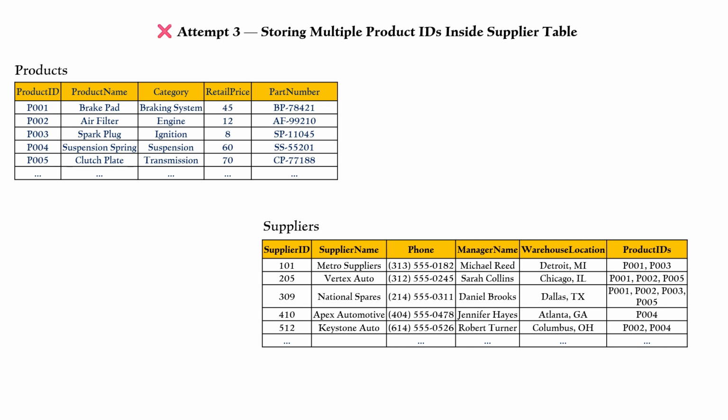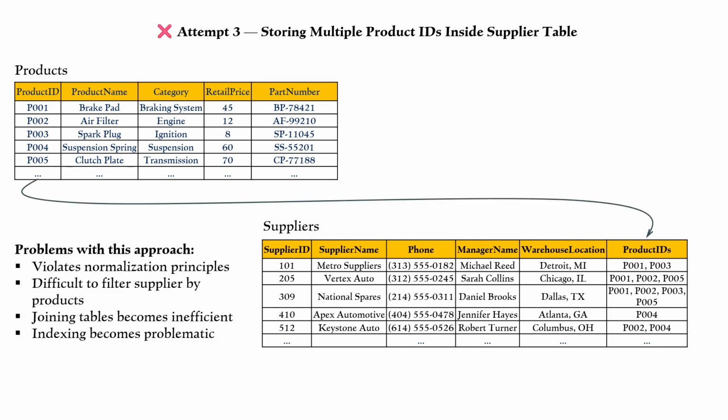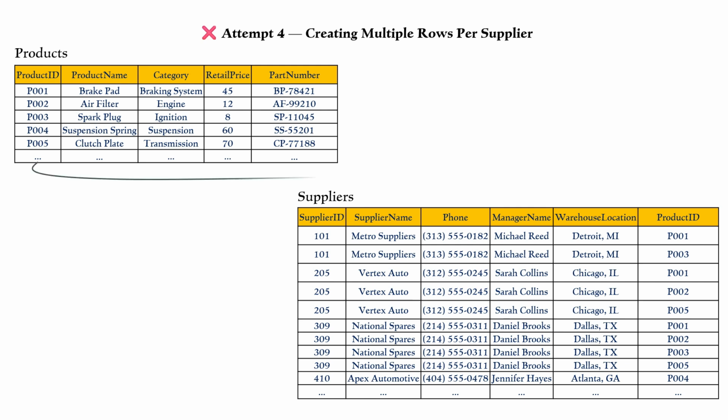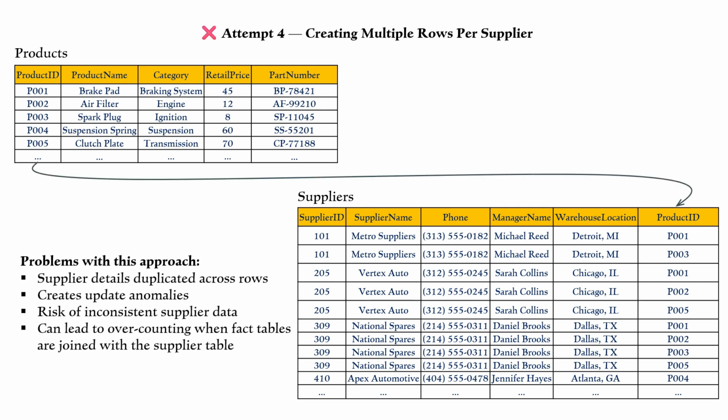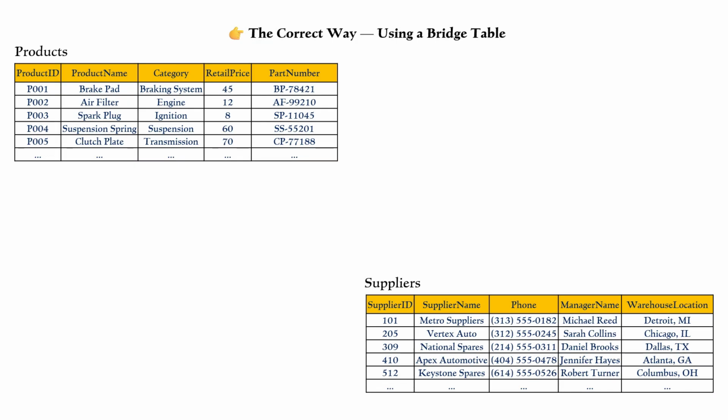Now, let's apply the same idea to the supplier table. If we store multiple product IDs in a single column, we break normalization. And if we create multiple rows, we duplicate supplier data, which again leads to reporting and analytical issues. So the same problem persists in both directions, whether we start from product or supplier. This clearly shows that we need a different approach.